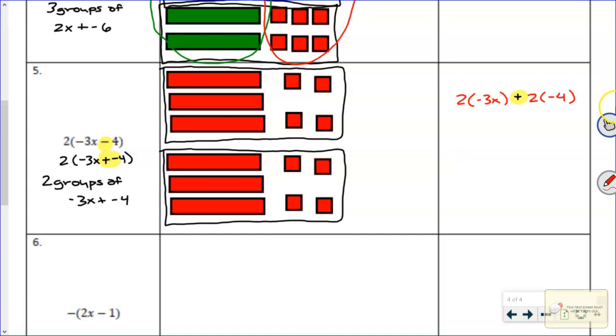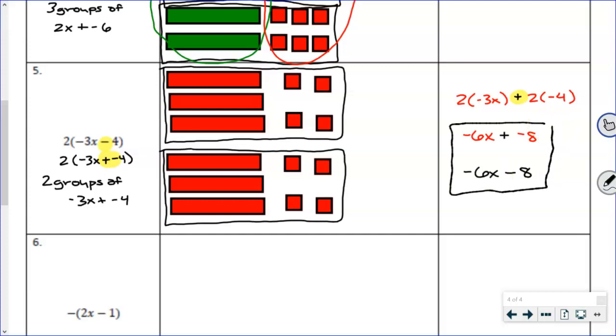And now when I have 2 groups of -3x, that's going to be 6 negative x tiles, or -6x. And 2 groups of -4, that's 8 negative unit tiles, or -8. Which, yes, now that we see that it's adding a negative, now you do have the option of changing that, adding a negative back into subtraction, -6x minus 8, or -6x plus a -8.